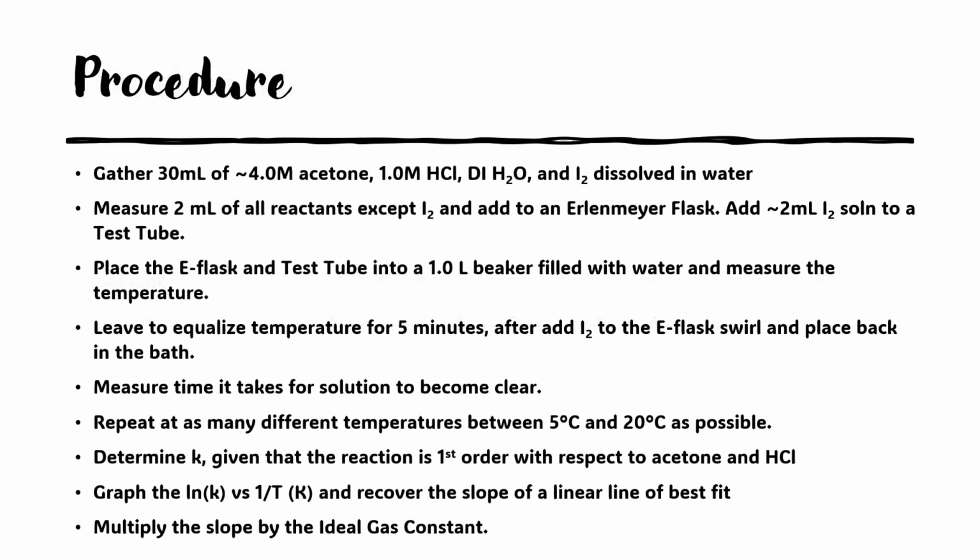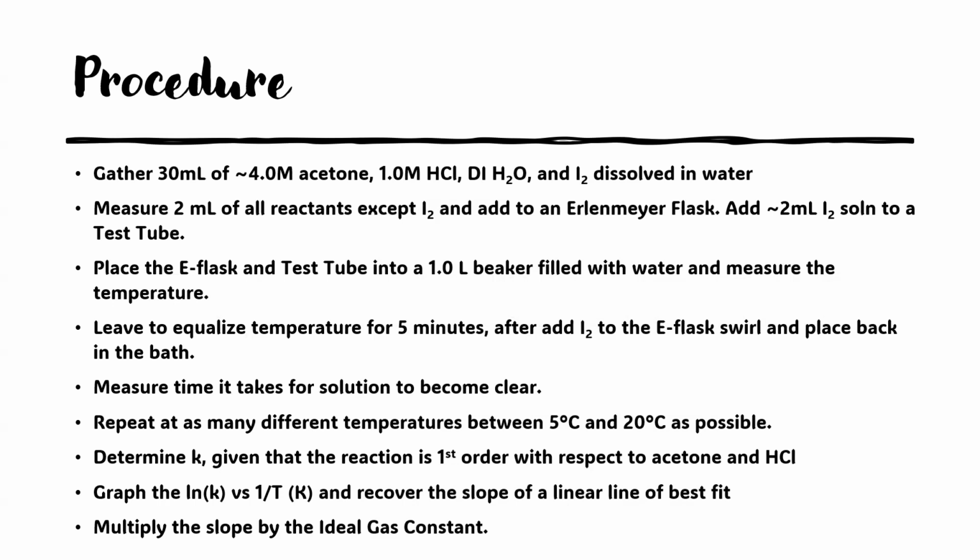So first, we gathered 30 milliliters of 4 molar acetone, 1 molar hydrochloric acid, DI water, and iodine dissolved in water. We then measured 2 milliliters of all the reactants except iodine and added them to an Erlenmeyer flask. We then add 2 milliliters of an iodine solution to a test tube. We then placed the Erlenmeyer flask and the test tube in a 1-liter beaker filled with water and measured the temperature. We leave it to equalize temperature for about 5 minutes. Then we add the iodine to the Erlenmeyer flask, swirl it, and place it back in the bath. We then measure how long it takes for the solution to become clear.